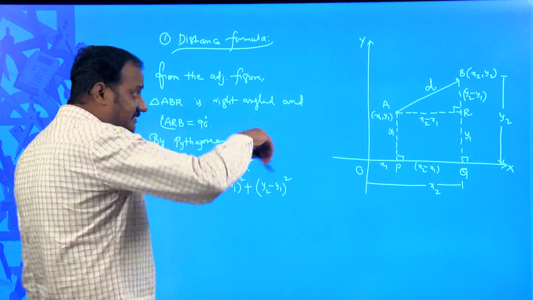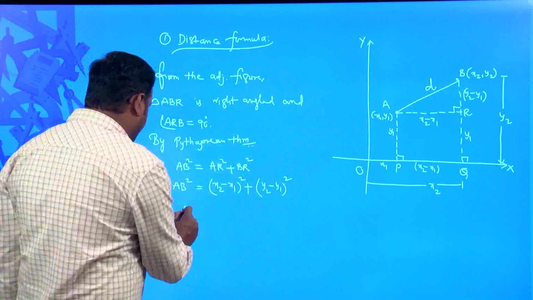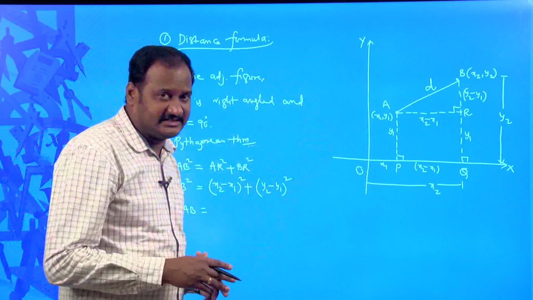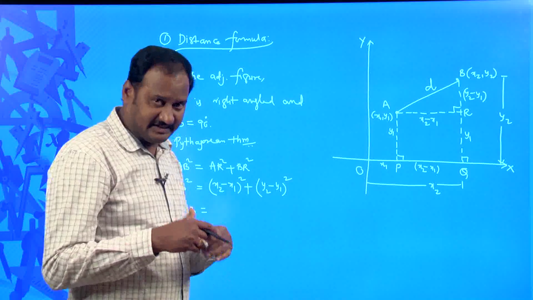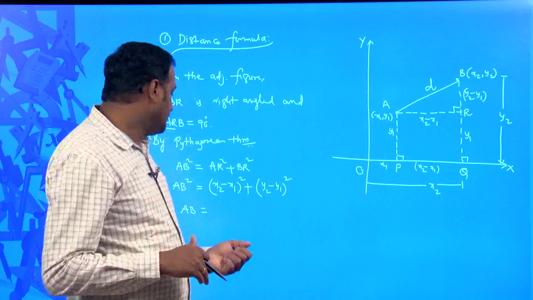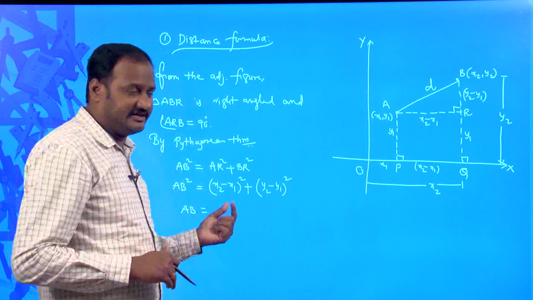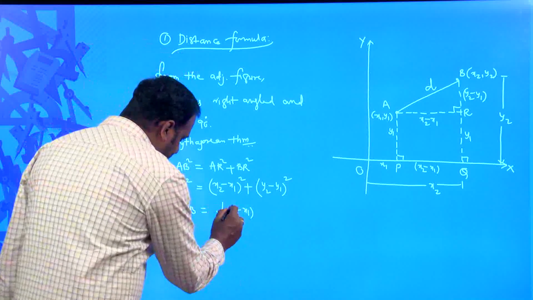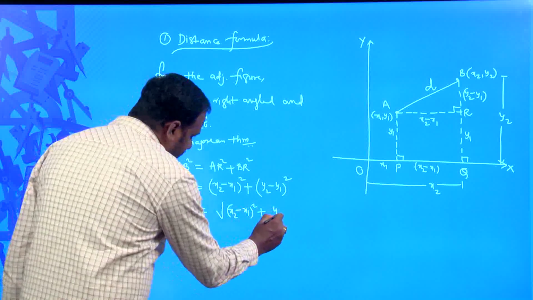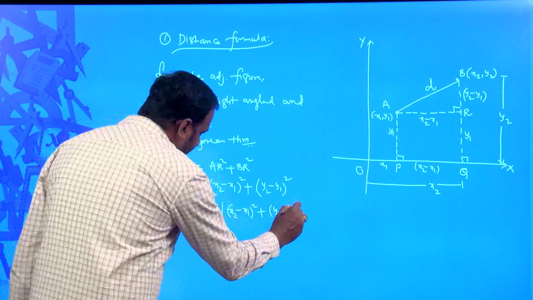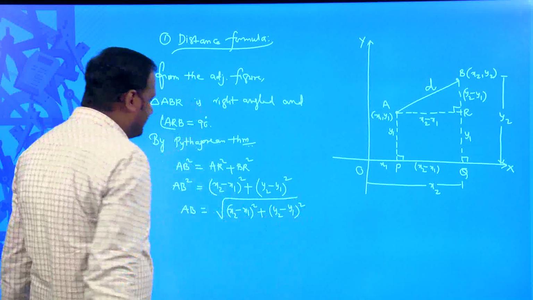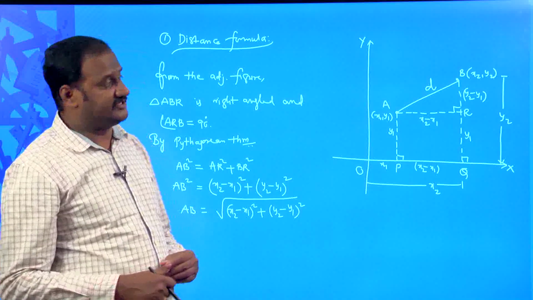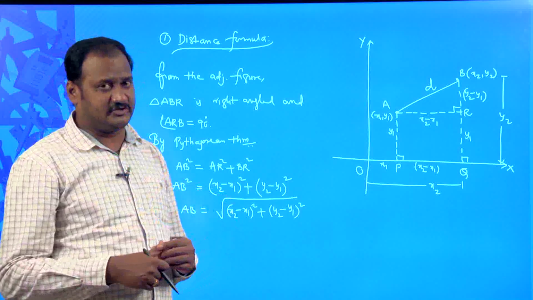But we want the distance between A and B only, right? Therefore AB is equal to plus or minus the square root. Since the distance is positive, otherwise 0, it cannot be negative. Therefore we cannot consider the negative sign over here. Therefore AB is equal to root over x2 minus x1 whole square plus y2 minus y1 whole square. This is the formula for the distance between 2 points x1 y1 and x2 y2. So this way we can derive the formula for the distance between 2 points.